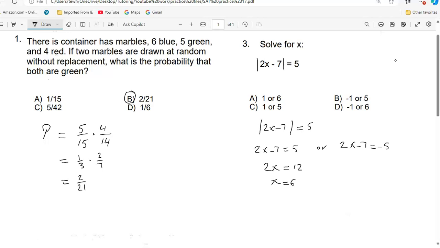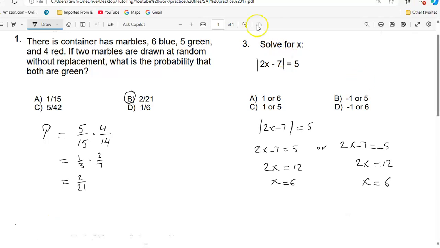And on the right side, I'm going to add 7 to both sides. So 2x equals 12. Divide both sides by 2. So x equals 6. Wait a second. Alright, I'm sorry. This is negative 5.